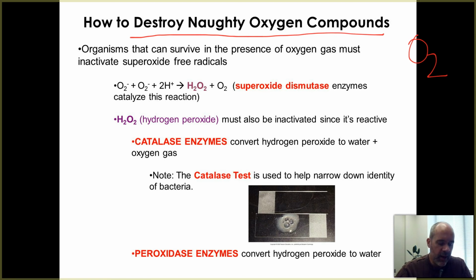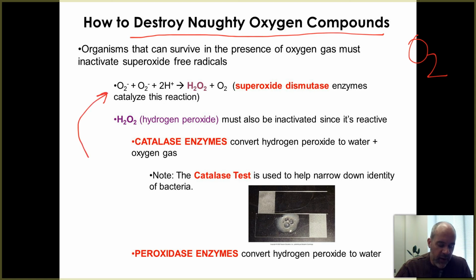All right, if you don't, you're going to die pretty quickly. That's how rapidly these types of molecules are generated inside cells that get exposed to oxygen gas, and they can kill you pretty quickly. Okay, so what do organisms that can survive in the presence of oxygen gas do?